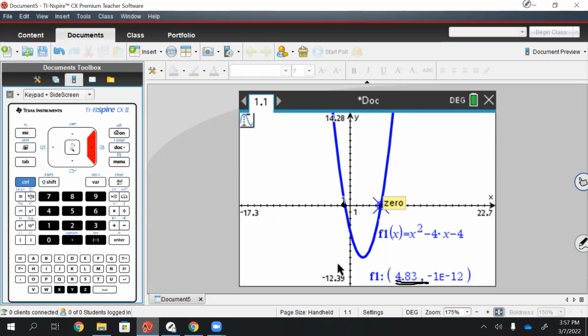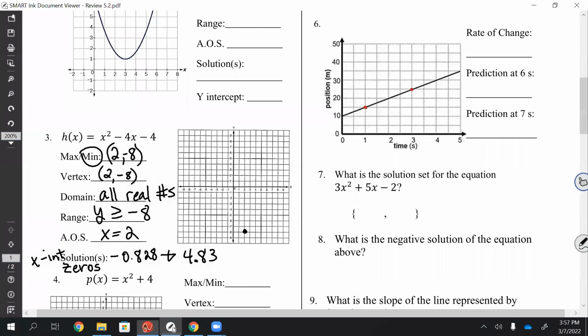Okay, another good point you can get here. We wouldn't use our zeros in this case because they're all decimals. But what you can do is go along your graph, use that trace, and find another point where you get a whole number. See if you get any here. Oh, look at that, 3, -7. That would be a good point to put on here.